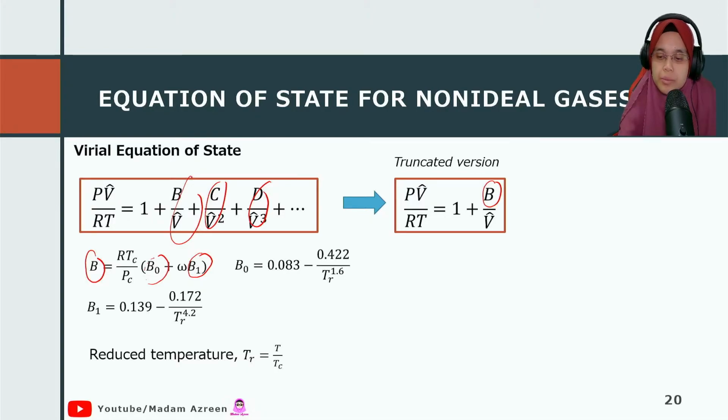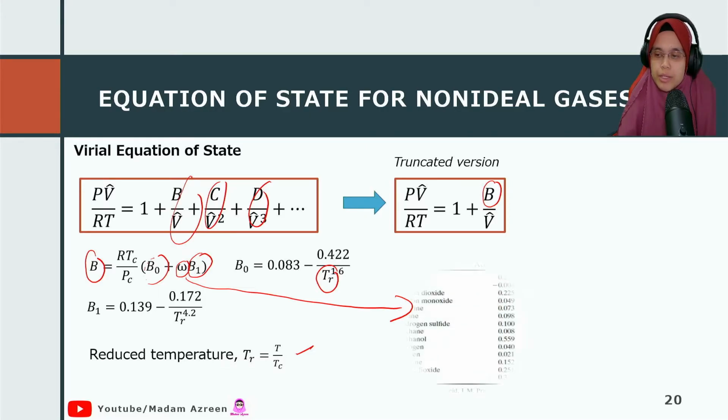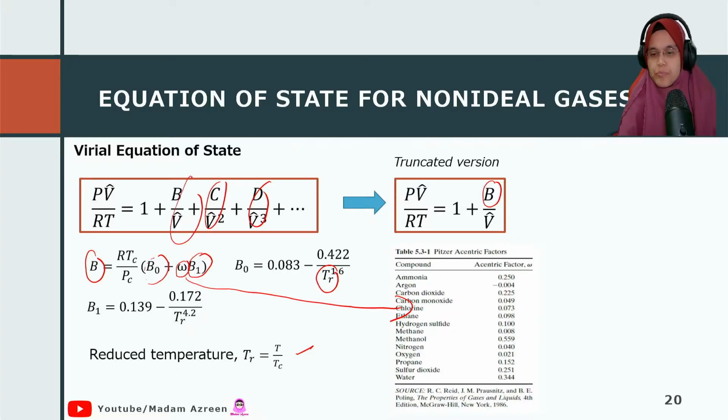And then another term here is TR, and this TR is really related to a critical temperature. There is another term, so this is quite complicated. And then we have here an acentric factor, which we can find in this table. Okay. This is the first equation of state for non-ideal gas or real gas.